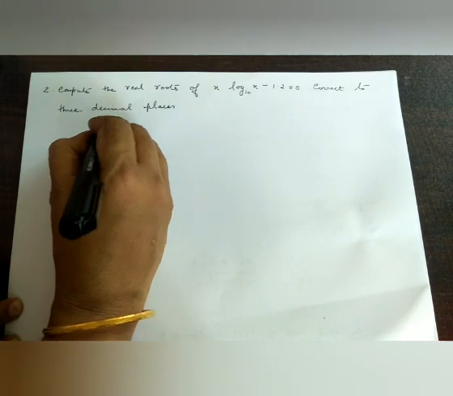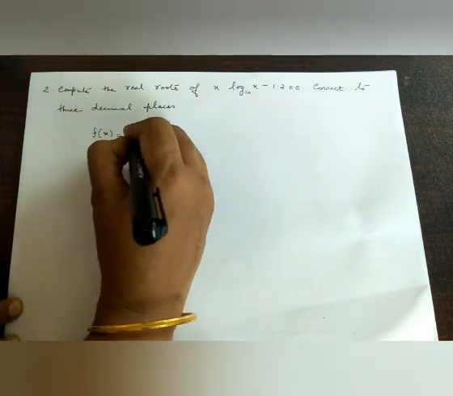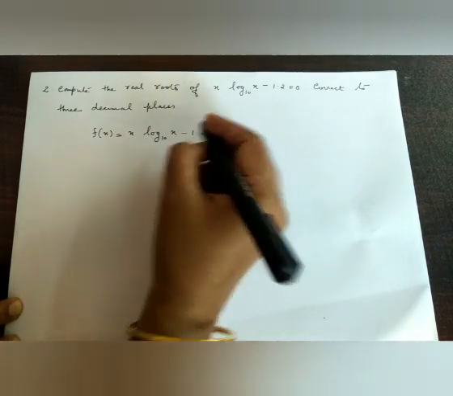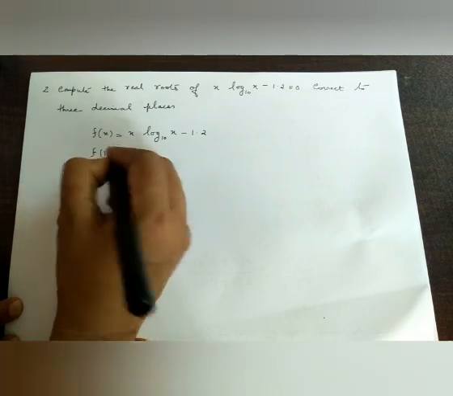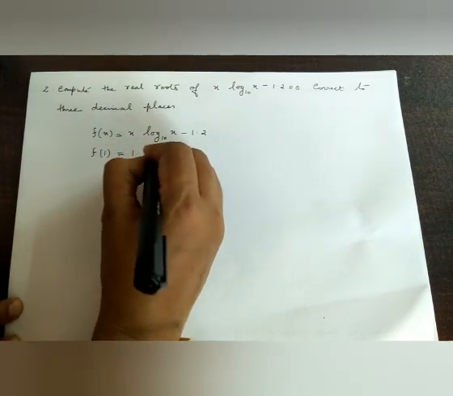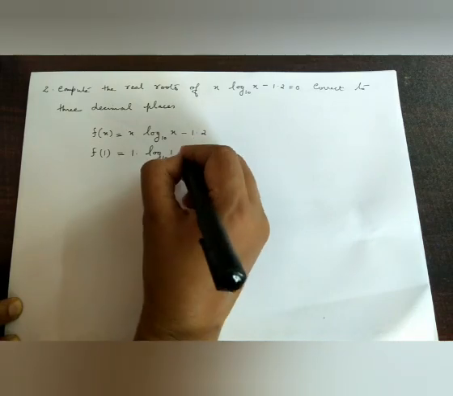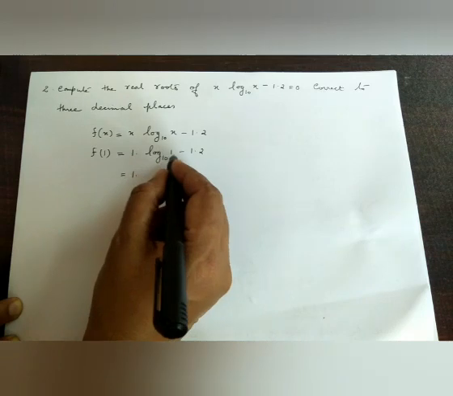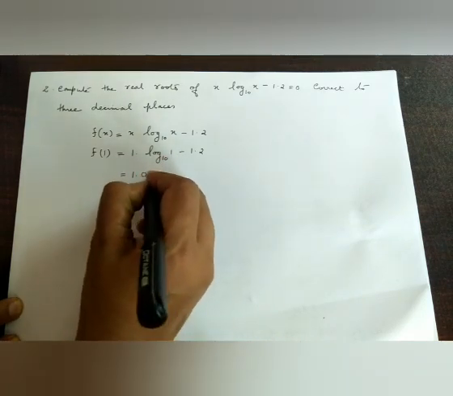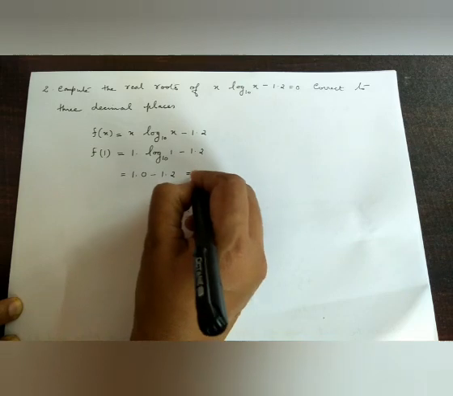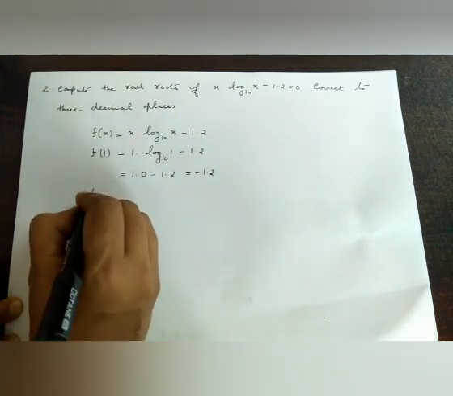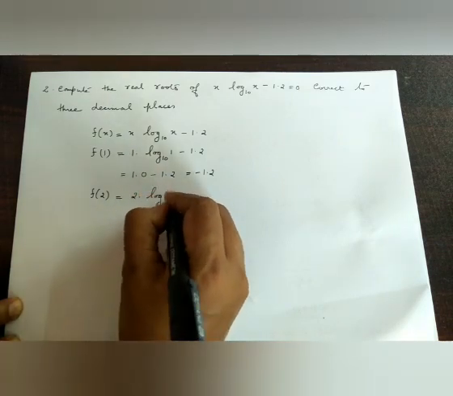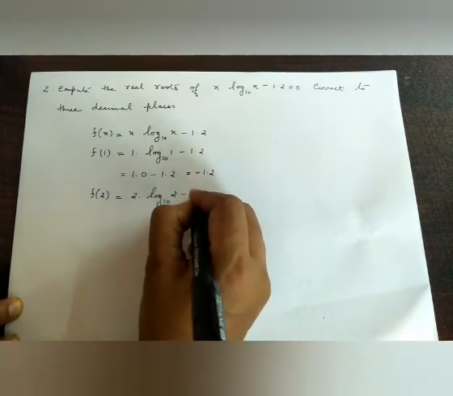Now f of x is equal to the given function, that is x log x to the base 10 minus 1.2. Now we can put x is equal to 1, so that f of 1 is equal to 1 into log 1 to the base 10 minus 1.2, and as we know, log 1 is 0, so 1 into 0 minus 1.2, that is minus 1.2. Now put x is equal to 2. We will get 2 into log 2 to the base 10 minus 1.2.